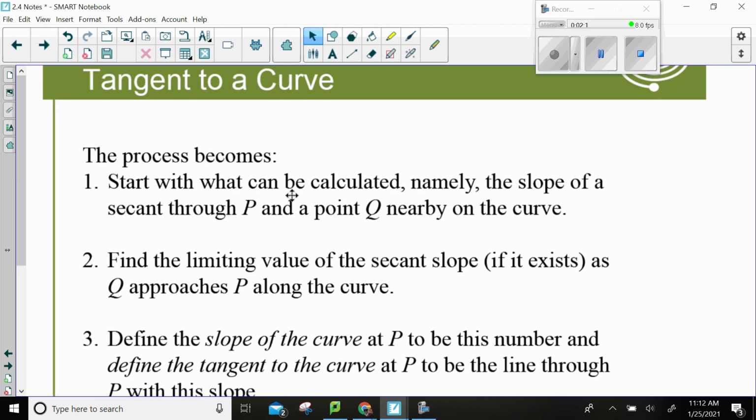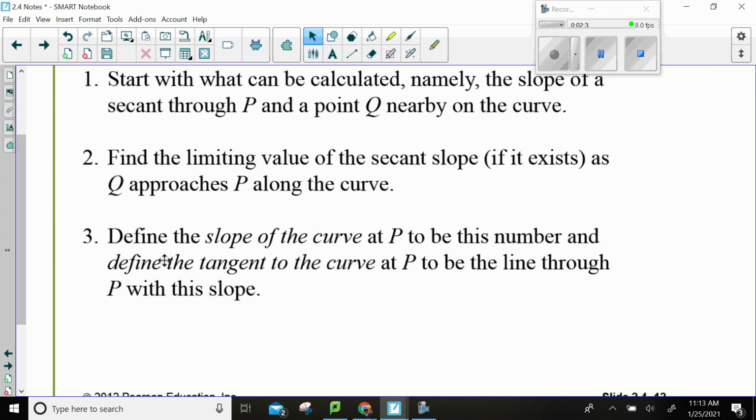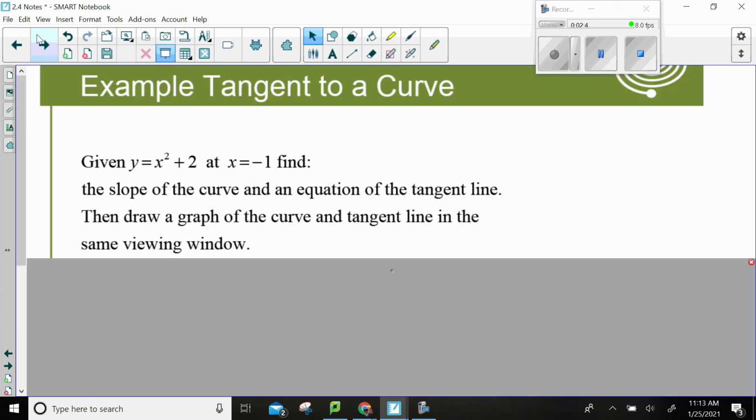So what we want to talk about is we start with what can be calculated, namely the slope of the secant line through P and a point Q nearby on the curve. Finding the limiting value of the secant, so getting those points closer and closer to each other, and then define the slope to be this number. Define the tangent to the curve at P to be the line through P with this slope.